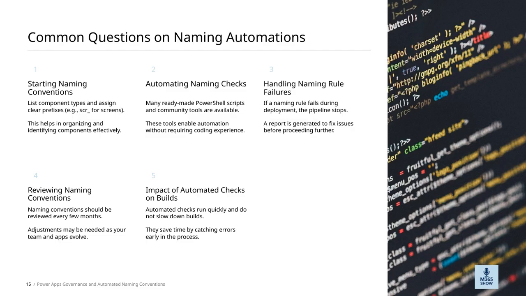Finally, when starting with naming conventions, it's helpful to list out your component types and assign clear prefixes. For example, using SCR for screens can help organize and identify components quickly. Establishing these prefixes early on makes managing your apps much more straightforward and keeps everything consistent across your team.